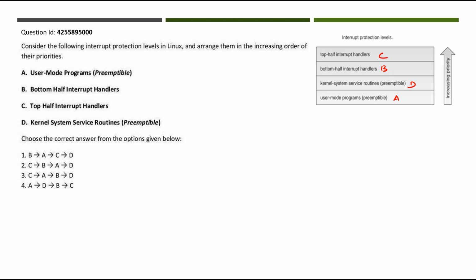They are asking in increasing order of priority, where the order should go from bottom to top as per the question, and as per the diagram also it is the same. So the order will be A, D, B, C. Option number 4 will be the right answer.